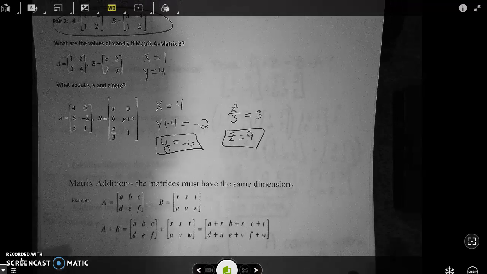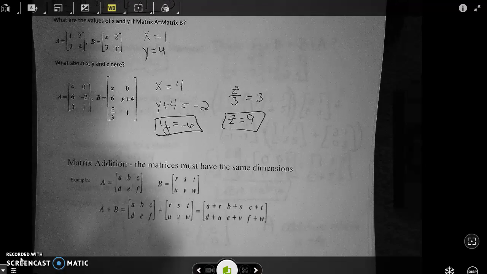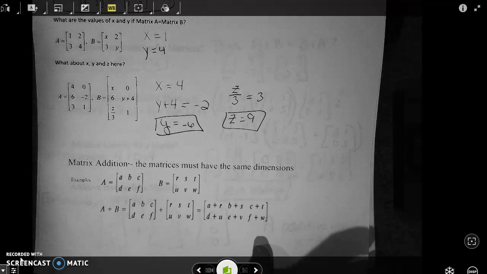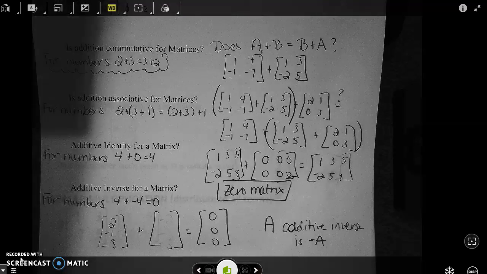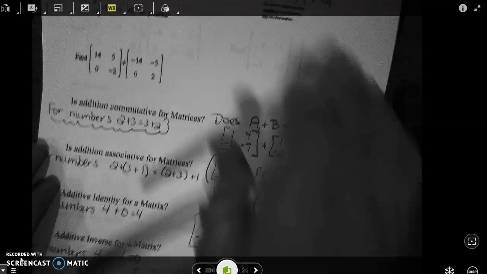Matrix addition and also matrix subtraction: the matrices have to have the same dimensions. That's all you have to remember. And then that's super simple.